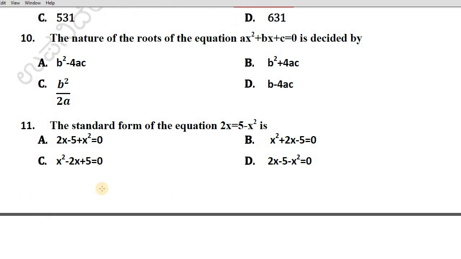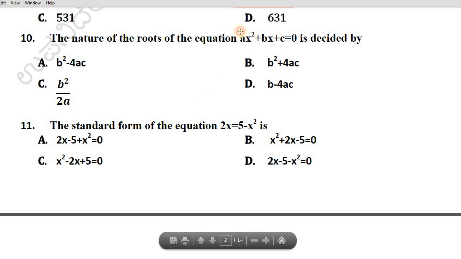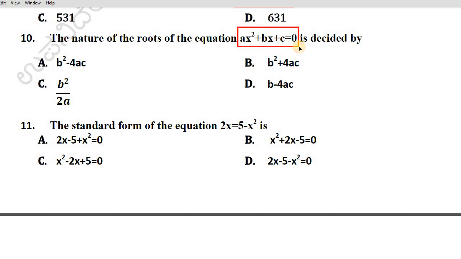Next let us take another problem, children. The nature of roots of the equation ax square plus bx plus c is decided by. Obviously, whenever you see the nature of the roots, the nature of the roots is decided by the discriminant. The discriminant formula is b square minus 4ac. That's what they are asking here. So option A is correct.